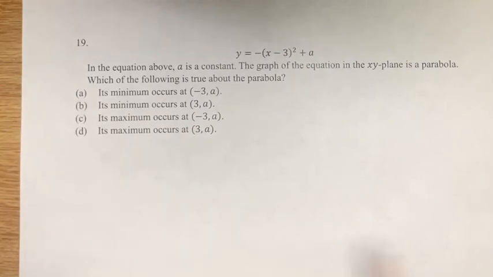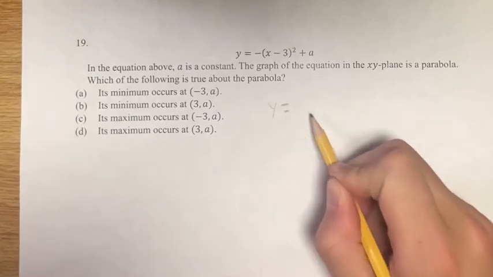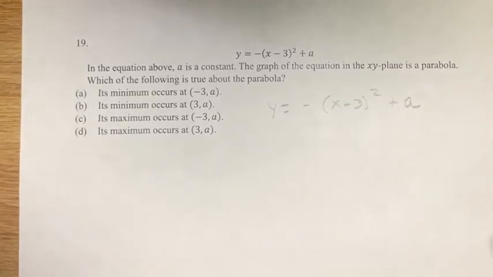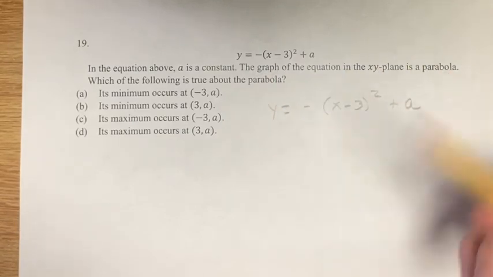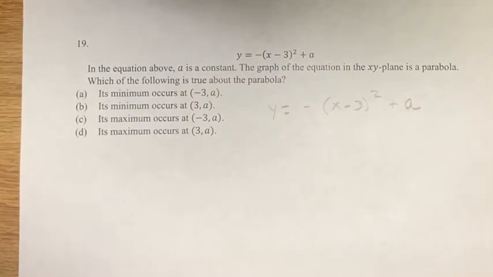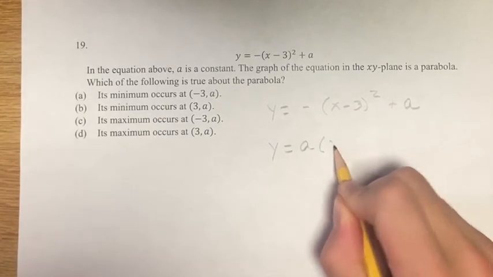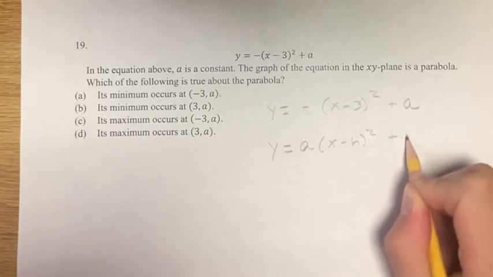In this problem, we are given the equation y is equal to negative (x minus 3) squared plus a. We're told that this is the graph of a parabola, and we're asked which of the following is true about the parabola. So what you have to do is recognize that this is of the form y is equal to a times (x minus h) squared plus k, right?